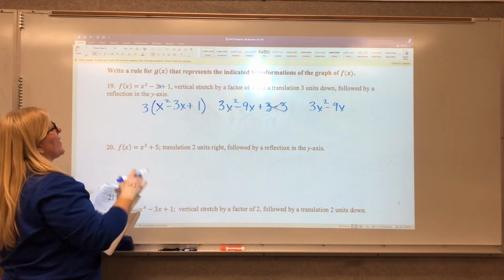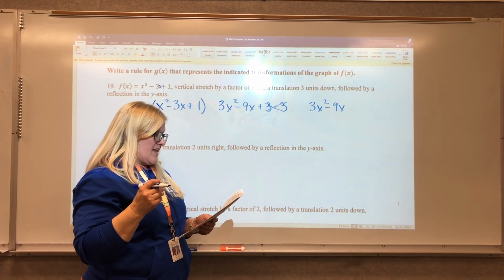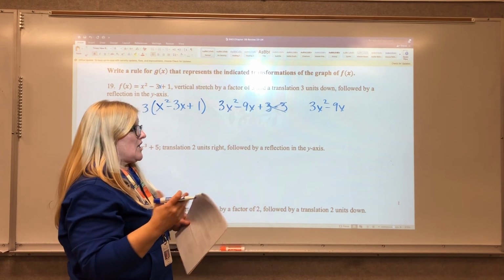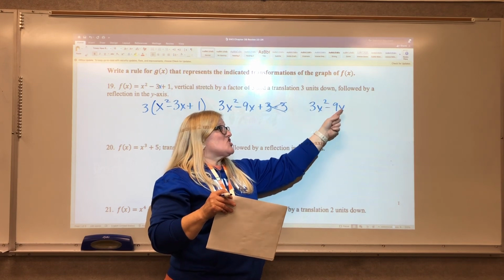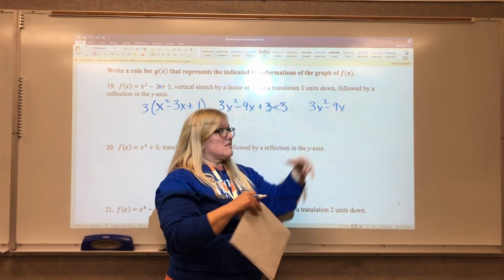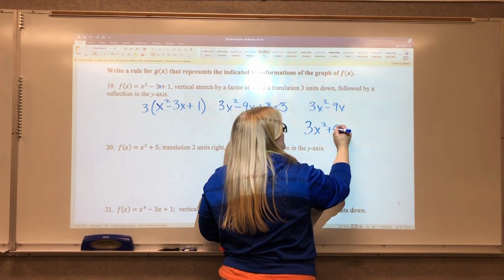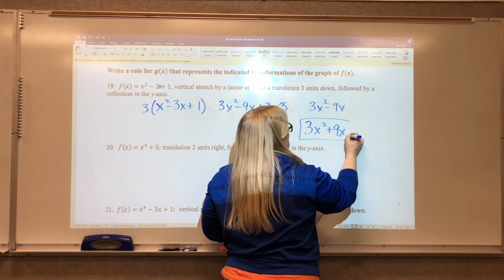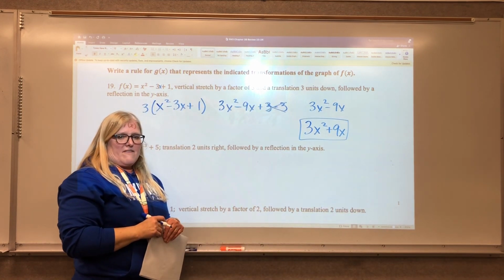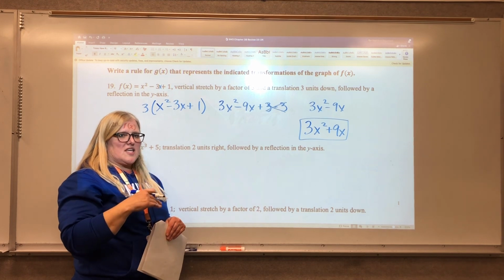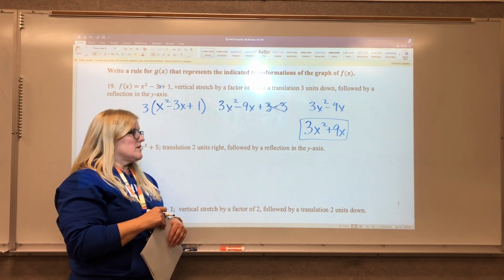And then followed by a reflection in the y-axis. All right, that might be a little trickier, unless you remember, if it's even, it doesn't change. If it's odd, it does. So it's 3x squared plus 9x. If I went too fast, watch this again and slow down the speed. Some people do that, it really helps.